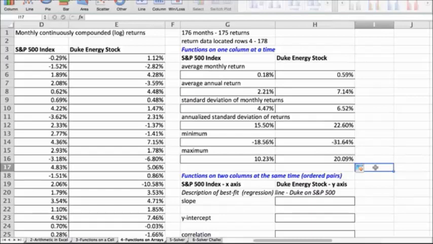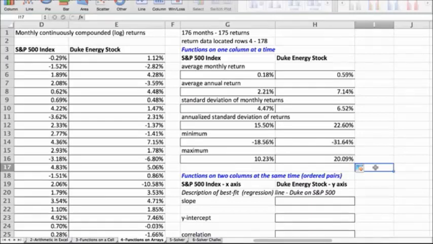x-axis values are the returns of the S&P 500 index, and our y-axis values are our returns of Duke Energy stock for the same month. So we're creating ordered pairs. Each ordered pair represents 1 month of time, 2 different returns. And I'd like to know what the best fit line that fits that data looks like.